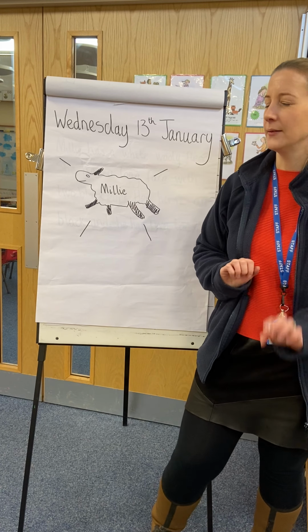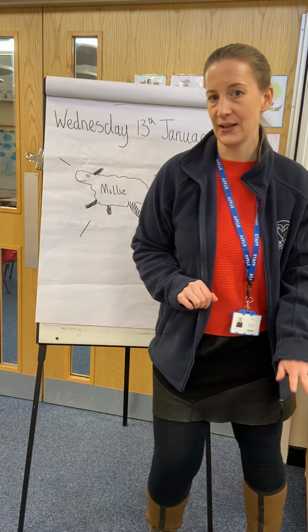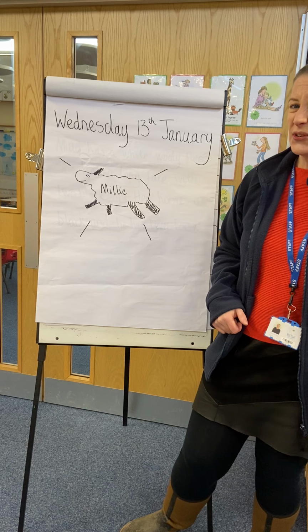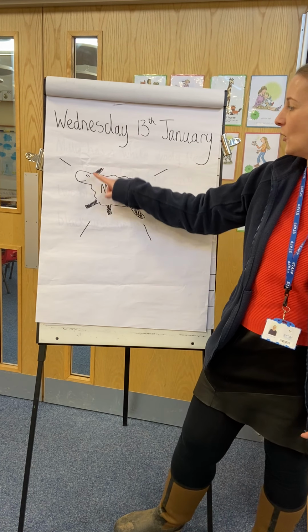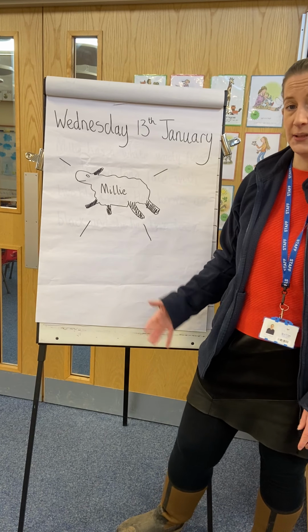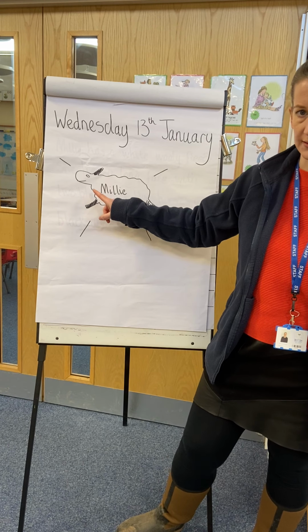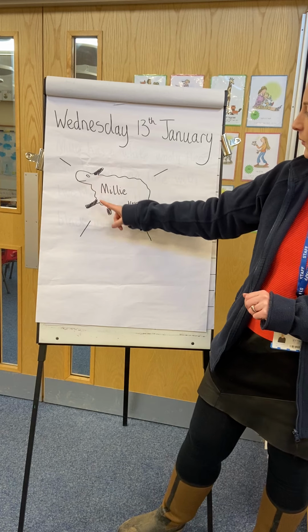Now remember, this is what I always say to my class, not an art lesson, it's an English lesson. So do not worry about what Millie looks like. And if you don't want to draw Millie, if you're not that keen, you could just write her name in the middle so we know who we're describing. And in our first paragraph, our first bit of writing, we're going to think about what Millie looks like. So we're not going to think about her personality, we're just going to think about what she looks like.